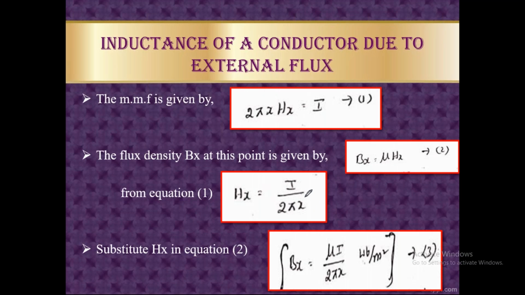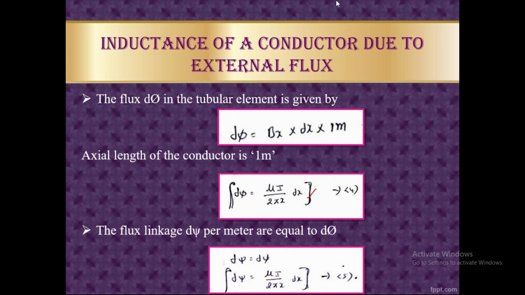We already obtained this in the previous equation. From this equation, we already know the relation between flux density and field intensity. So substitute Hx here, then you will get Bx equals mu I divided by 2 pi x Weber per meter square. I think you are well aware of the equations until here, because they are the same equations we derived in the previous derivation. This is the change in flux with respect to the area.